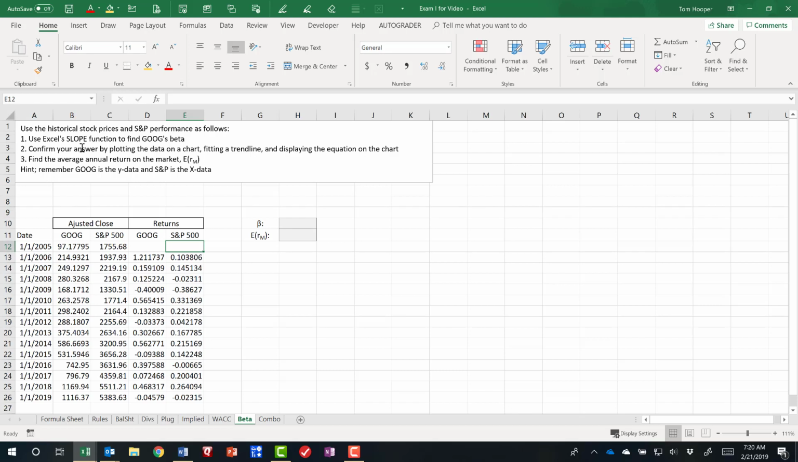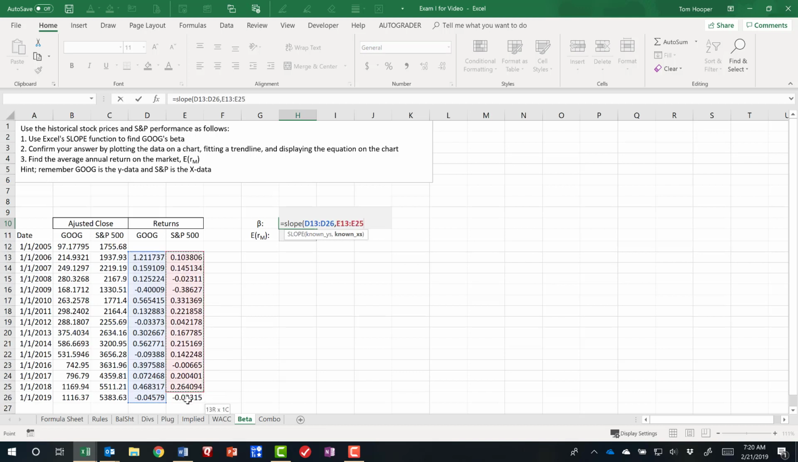Okay, so slope, we're told to use slope. And I made a note to myself that Google is the Y data and S&P is the X data. So I'm going to do slope, known Y's. Nope. See, I just did it wrong. Known Y's and known X's. Alright, so I guess that's the beta.